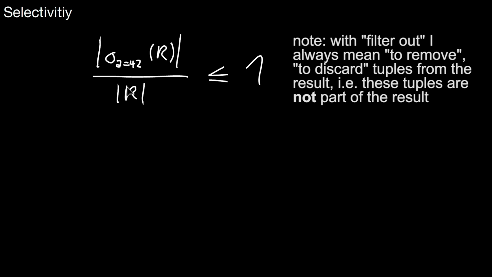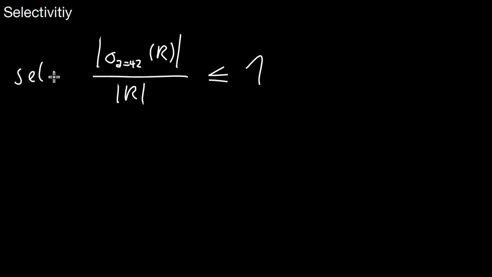Selectivity is defined exactly like that. And in order to understand indexes, especially in order to make a decision whether it makes sense to use an index, it's very important to understand those selectivities. To understand, given a specific selection criteria, what is the number of tuples that qualify with respect to the total number of tuples in the relation? Let's explain that more visually.